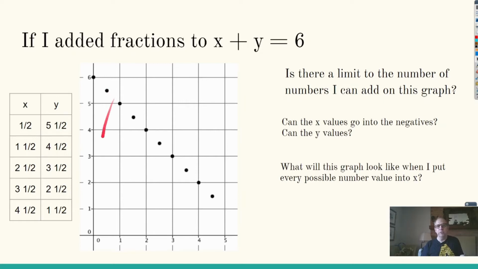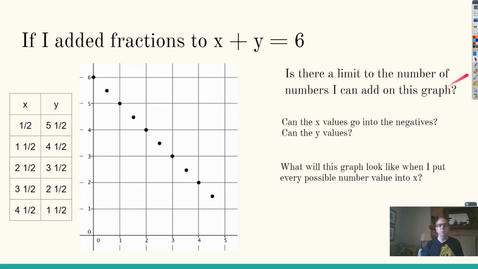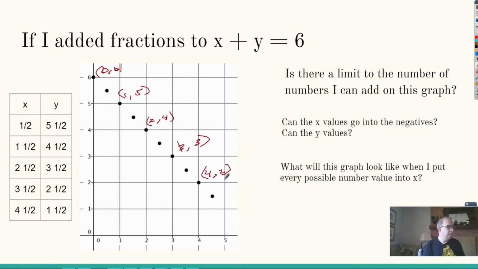So here were my original points, 0, 1, 2, 3, 4, 5. And here are my half points, a half, 1.5, 2.5, 3.5. So they plot up like this. So my original points were 0, 6, and 1, 5, and 2, 4, and 3, 3, and 4, 2. All right, and then I've got the halfway points.